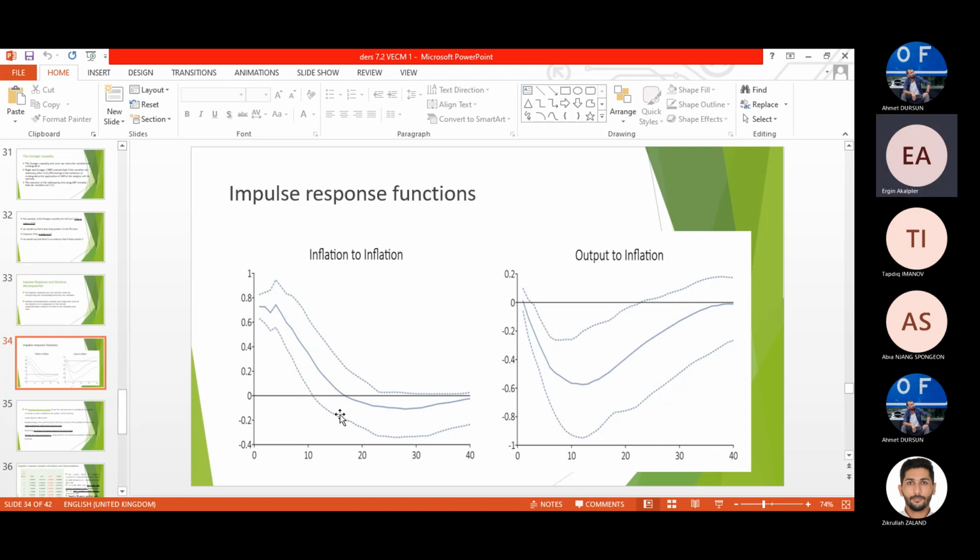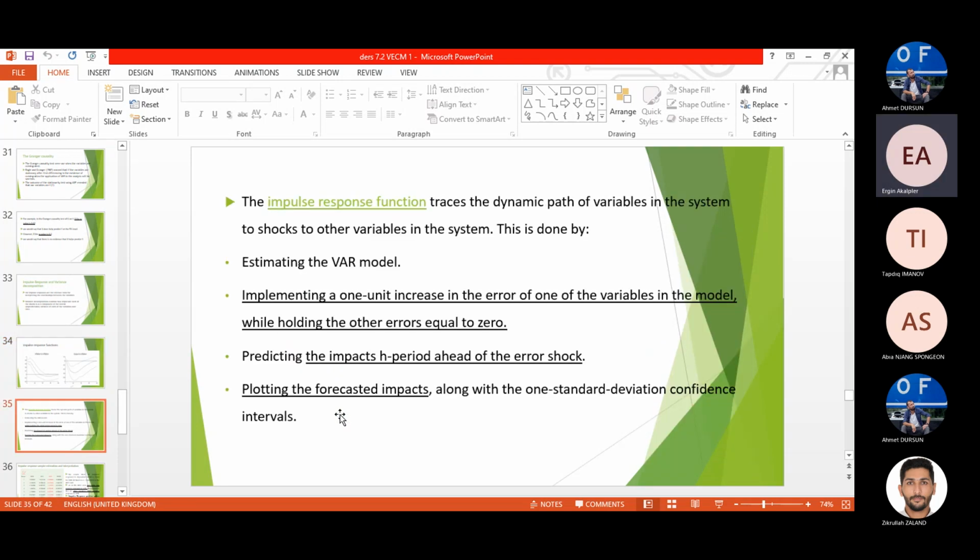The impulse response function traces the dynamic path of a variable in the system to shocks to other variables in the system. This is done by estimating the VAR model, implementing a 1 unit increase in the error of one of the variables in the model while holding the other errors equal to 0, predicting the impacts H periods ahead of the error shock, and plotting the forecasting impacts along with the one standard deviation confidence intervals.